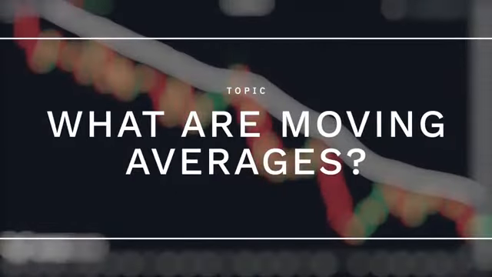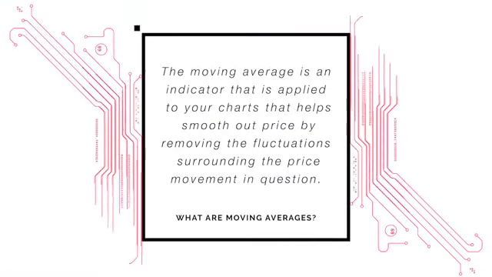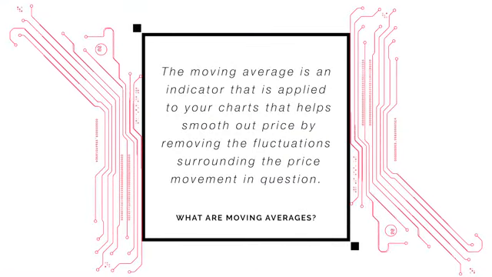So first, what are moving averages? By definition, the moving average is an indicator that is applied to your charts that helps smooth out price by removing the swings and fluctuations surrounding the price movement in question.